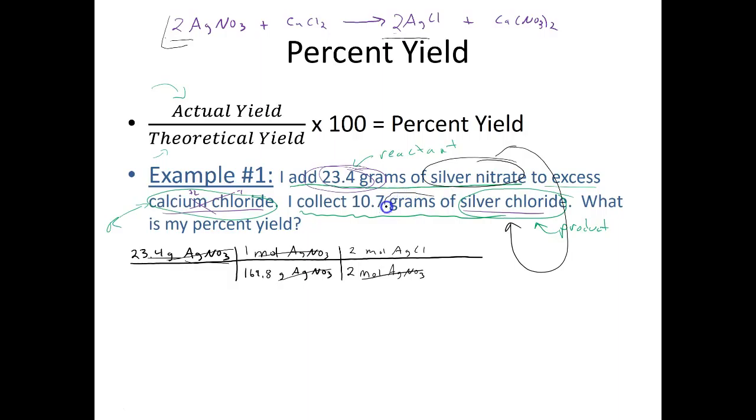Now I need to get that to that gram unit, of course. So one more step's going to get me there. 1 mole AgCl will give me 143.2 grams AgCl. Okay? Now, when I do that, what that gives me is 19.8 grams AgCl.